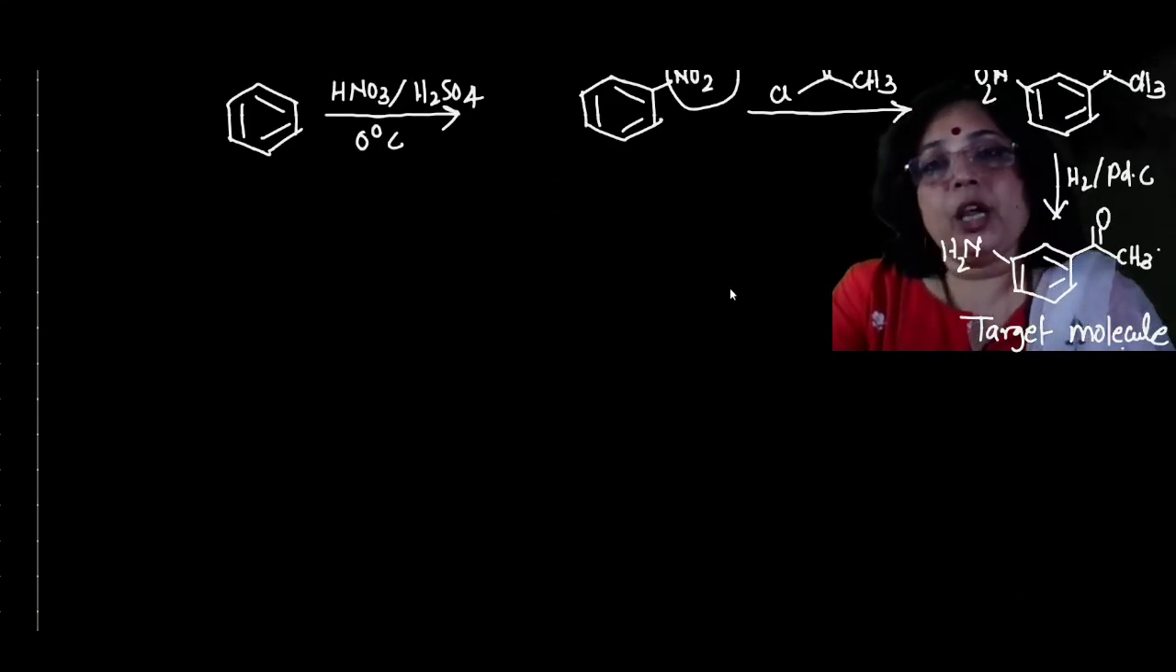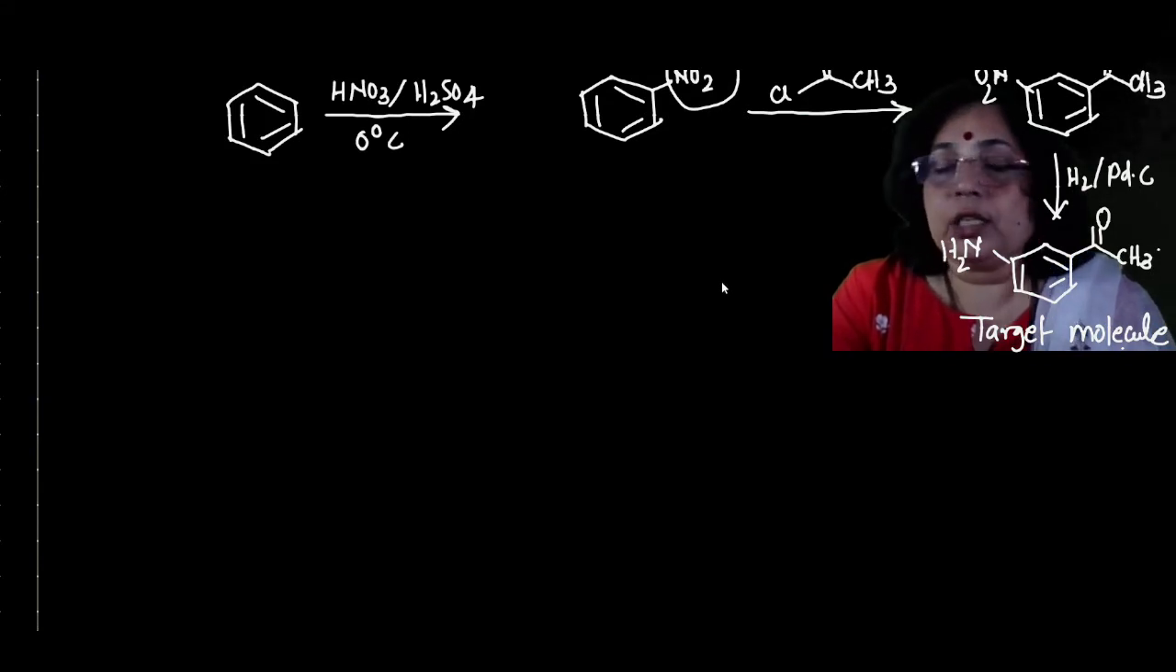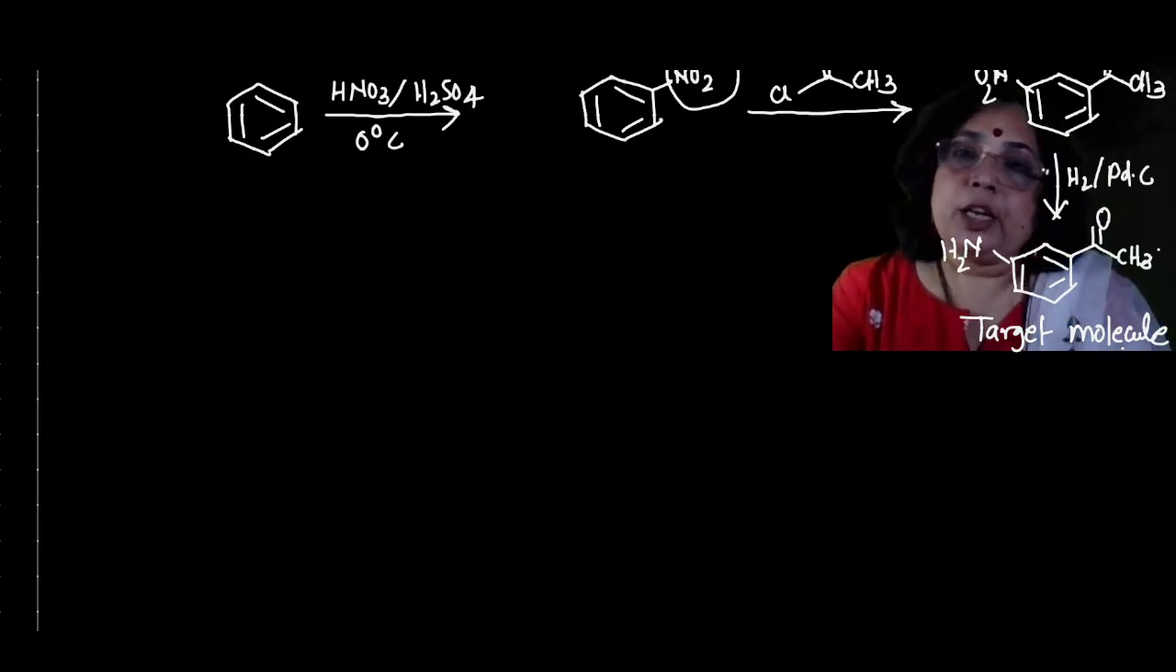How the FGI works over here and why the disconnection approach doesn't work has been explained over here. The rest of the part I will explain in my next lecture, that is functional group interconversion part 2.